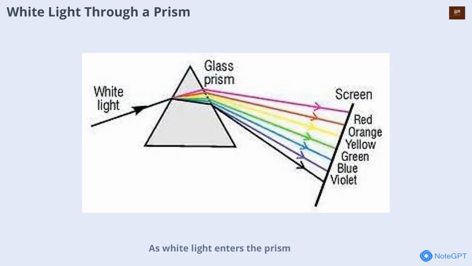As white light enters the prism, each color bends differently due to varying speeds in glass. At the second surface, the colors separate even more, with violet deviating the most and red the least. This process creates a vivid spectrum, clearly visible on a screen placed after the prism.